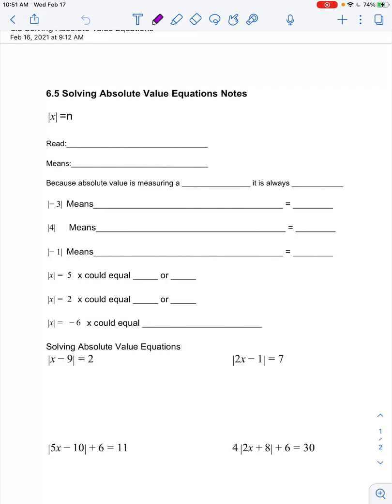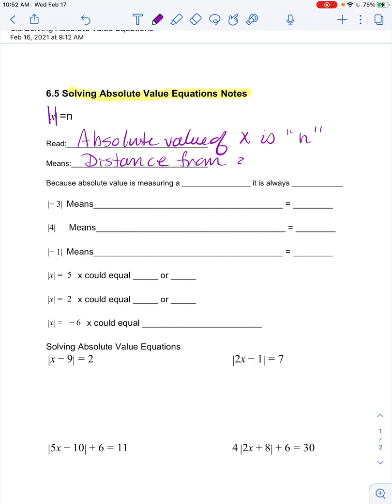All right, folks, let's take a look at solving absolute value equations. The absolute value symbol is the two bars, and you would read this statement up above as the absolute value of x is, in this case, n, which would be some kind of number. And what it means is it's measuring the distance from 0.